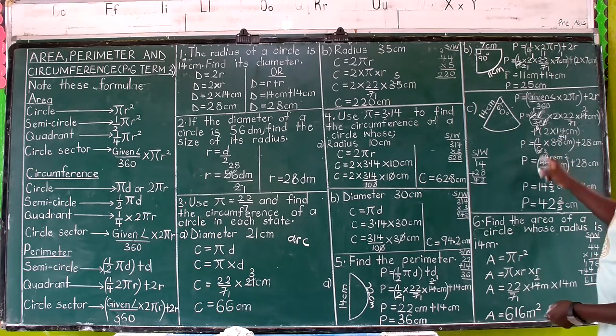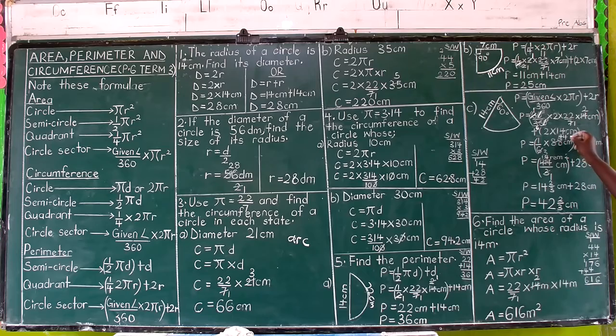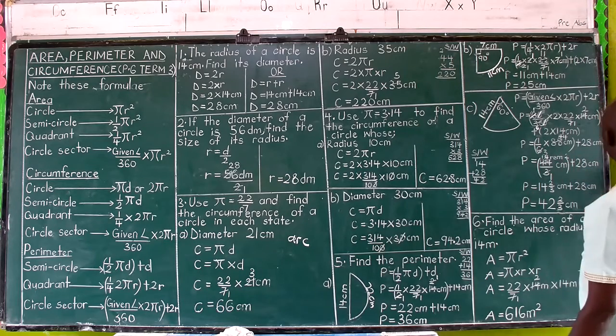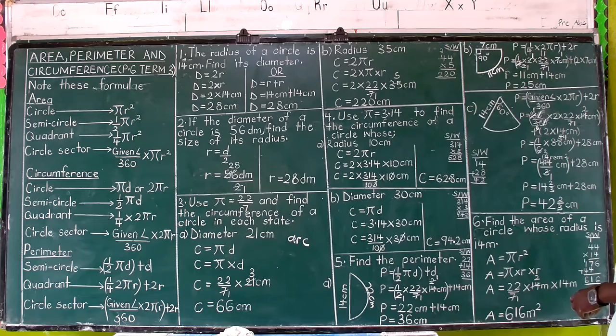And now reduce by 2 further. 6 divided by 2 get 3. 88 divided by 2 get 44. So we've got 44 out of 3. So we still have 44 out of 3 centimeters, still in brackets, then plus the whole 28 centimeters. I told you this must never be cancelled. That's why I put them in brackets here, to get a first outcome, then later we add the 2 radii lengths.